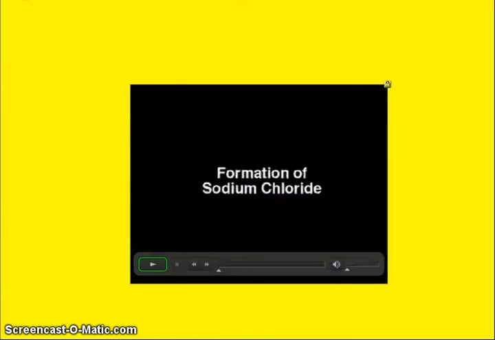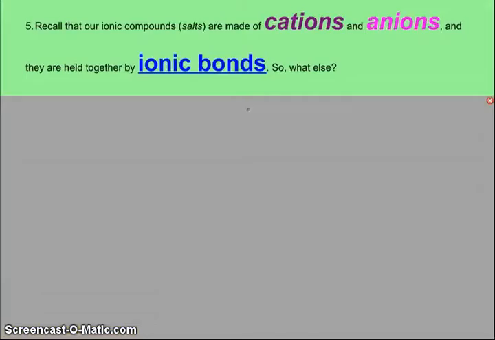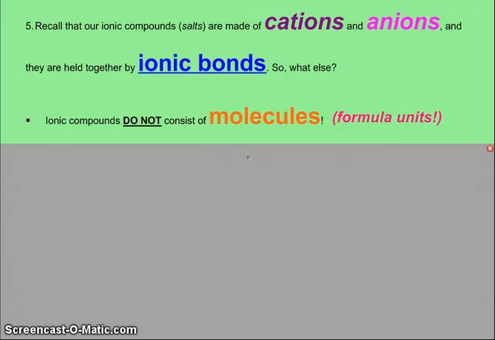Totally awesome, I know. So again, these ionic compound salts are made of cations and anions, positive cations, negative anions, and they're held together by these ionic bonds. So what else? Well, remember, ionic compounds do not consist of molecules. The formula units there describe to us the ratio of ions in those crystals.